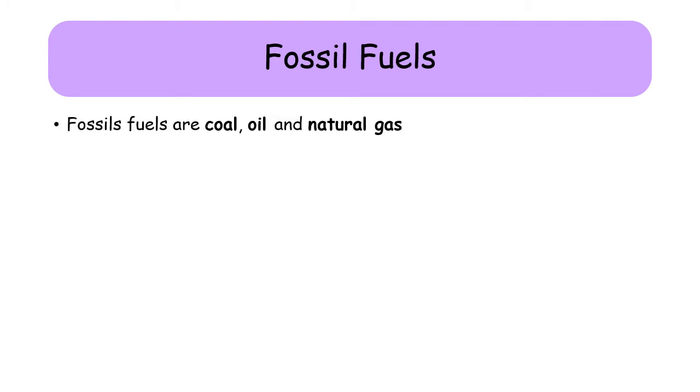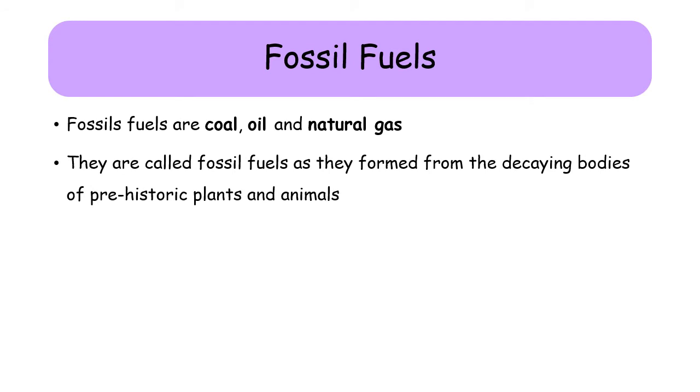Fossil fuels are a type of fuel, and the three fuels we talk about as fossil fuels are coal, oil, and natural gas. Now, the reason they're called fossil fuels is that they're formed by the decaying bodies and fossils of prehistoric plants and animals. So some of them will have started off as dinosaurs that died millions of years ago.